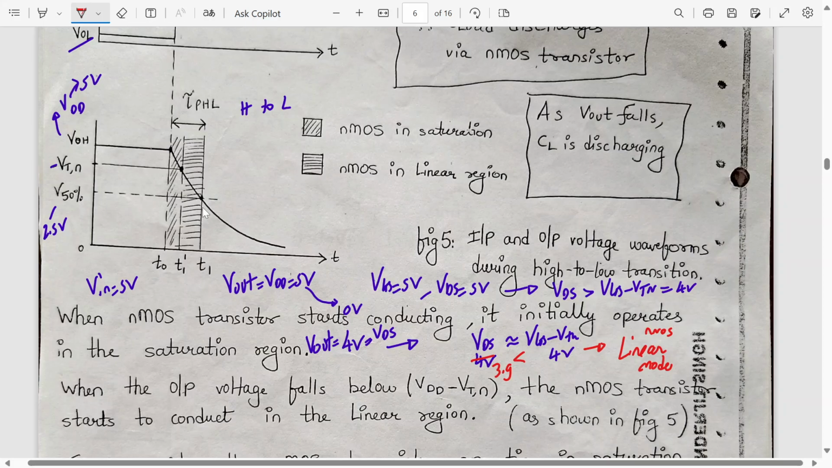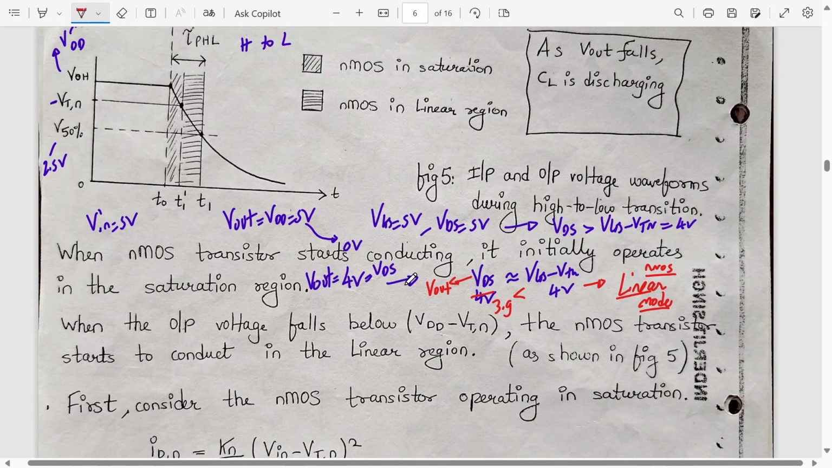So you're understanding, right? Why I have written the VTN value over there: whatever the VTN value is, maybe 0.5 or 1 volt, I've explained this example with 1 volt. This is the output actually. Whenever the output goes below this VTN value, then my NMOS goes into the linear mode of operation. Understood this? This is very, very important to understand: when is NMOS in saturation, and when is NMOS in the linear region.